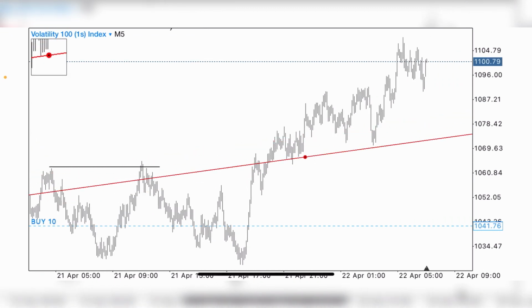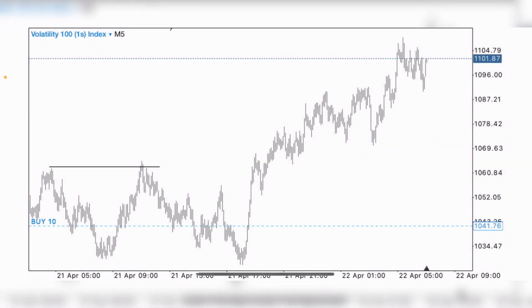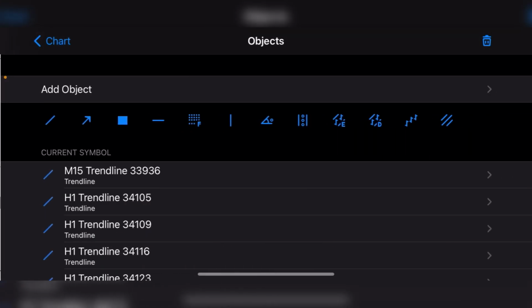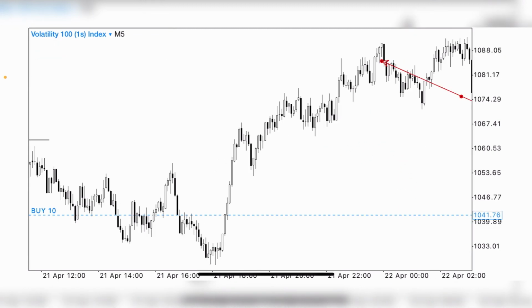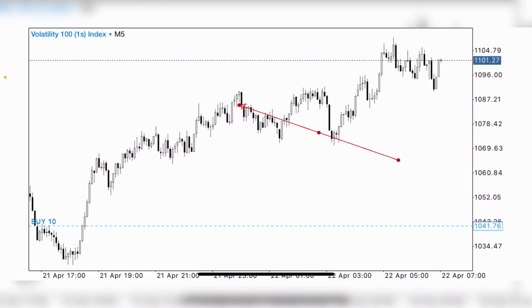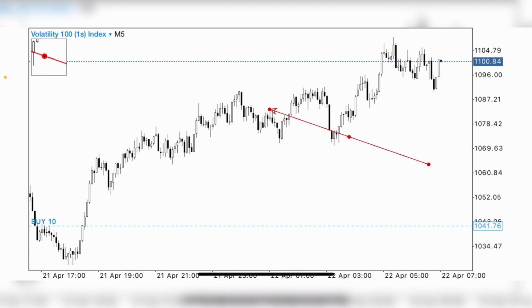Also, this is another example of inducement. I woke up this morning and then I saw this. I almost got confused until I checked the 1 hour time frame.